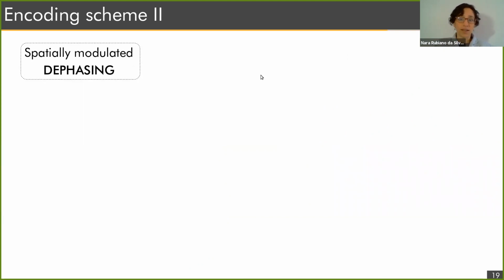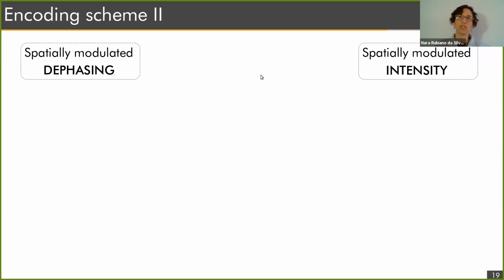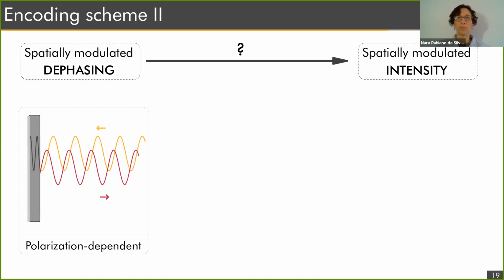Okay, I explained how we can spatially modulate the phase, but I said that in the end we want to spatially modulate the intensity of the light beam. So how can we get from one thing to the other? The point is that the action of the SLM depends on the polarization, as Paulo said. So let's say the SLM affects only H polarized light.